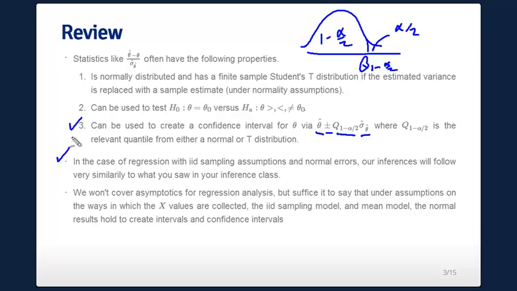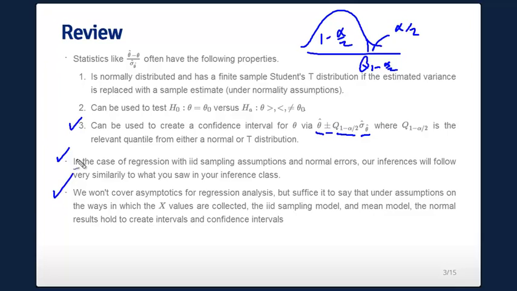And so when you took your inference class with IID sampling assumptions and Gaussian errors, our inferences are going to just follow what you saw in your inference class. In fact, all of the intervals we covered in the inference class for continuous group data, for example the two-group t-test, can all be viewed as special cases of these regression type estimates.